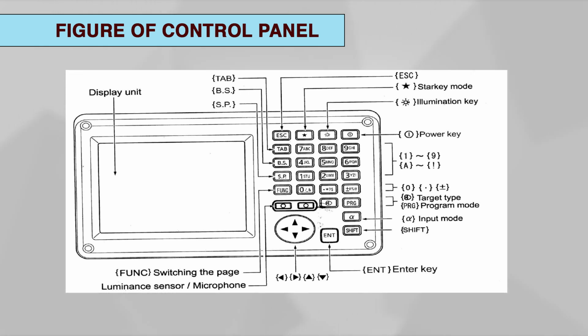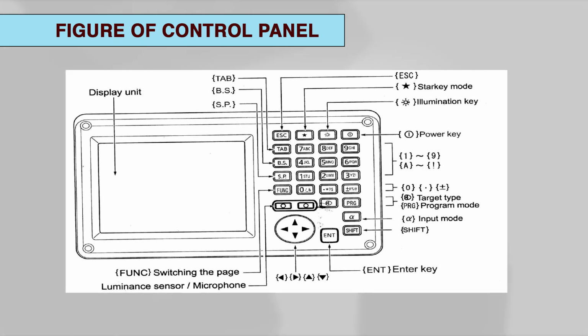Escape key to cancel the input data and return to the previous screen. Tab key to shift to the next button. Backspace key, which is shown as the BS key, deletes a character on the left. Space key, shown as the SP key, inputs a blank space. Function key, shown as the FUNC key, to toggle between observation mode screen pages. Enter key, shown as the ENT key, to accept input words and values.